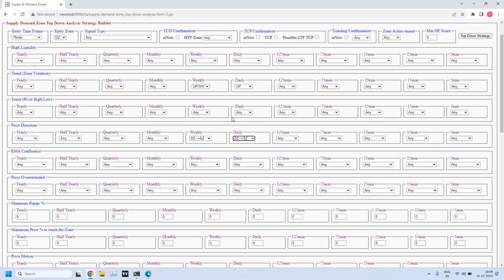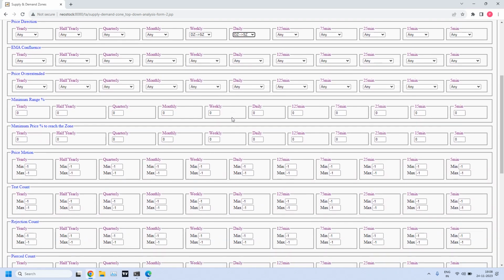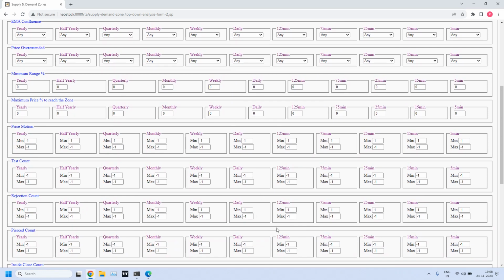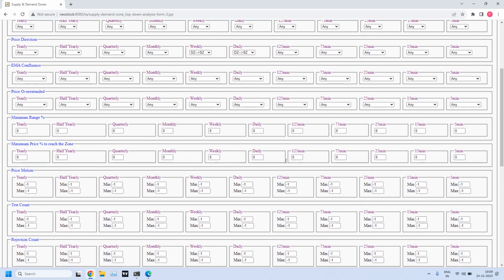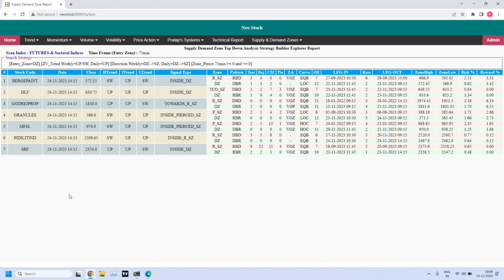We should also select pierced count for 75 minutes time frame. Pierced count should be 0. We don't want pierced zones. I mean pierced demand zones. Let us filter. So we have identified 7 bullish setup stocks for 75 minutes time frame. This is our first report.